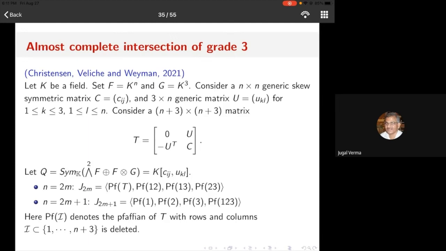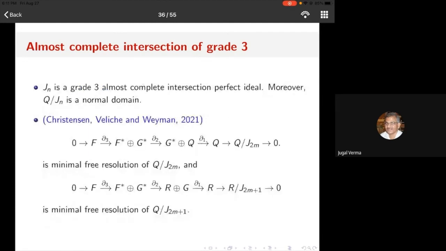These ideals also come from the Schubert variety, as they worked on in their paper. They have shown that this Jn is a grade 3 almost complete intersection perfect ideal, and that Q mod Jn is a normal domain. They studied the structure of the resolutions of Q mod Jn: for the even case they gave the first resolution, and for the odd case the second resolution. So we use this resolution to construct generic doubling explicitly for these rings.